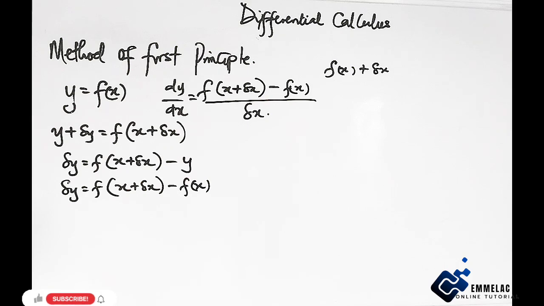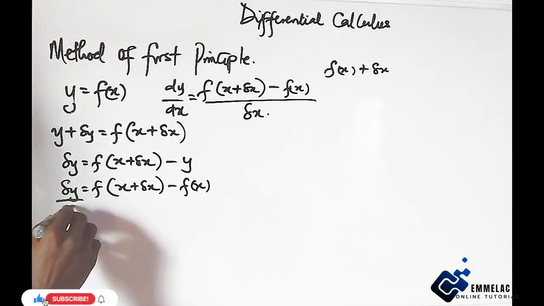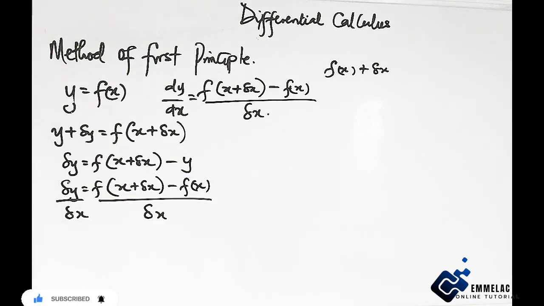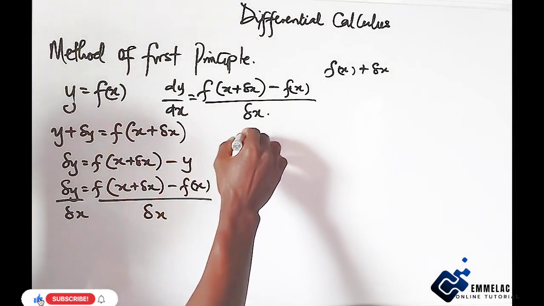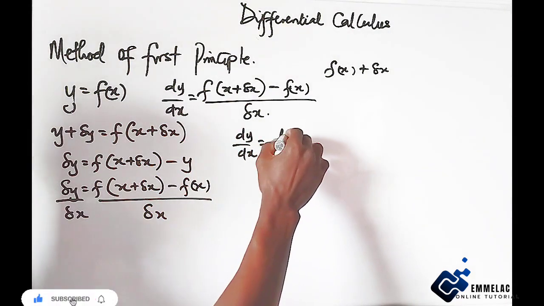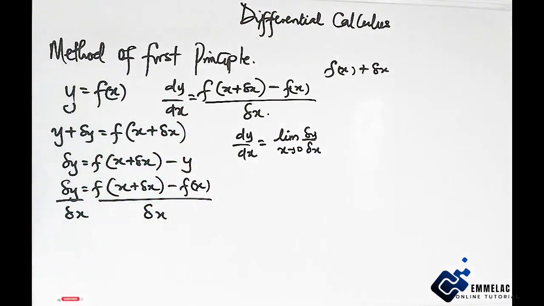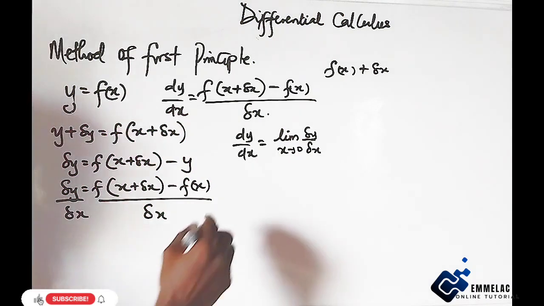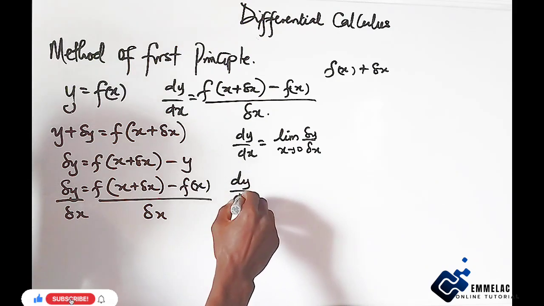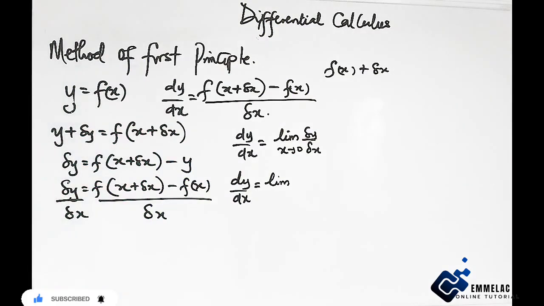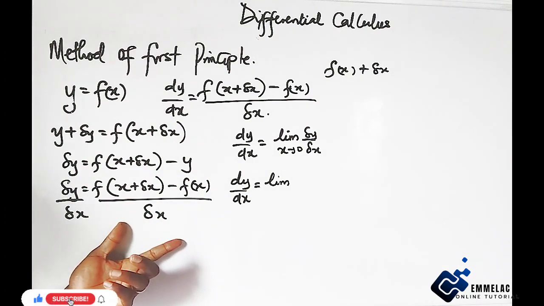All right, so let us now divide both sides by changing x. Now this is just the process of the first principle. At this point we'll introduce our limit, and take note that dy over dx equals the limit of changing y over changing x as x tends to 0. So at this point we can say that dy over dx then equals the limit. Now take note that changing y over changing x equals this function.